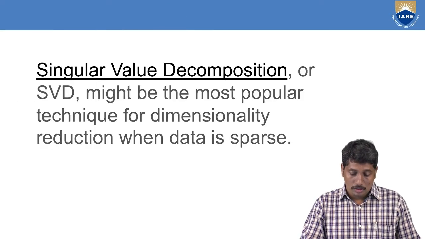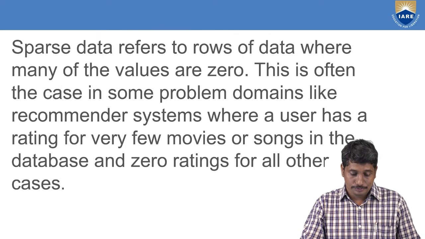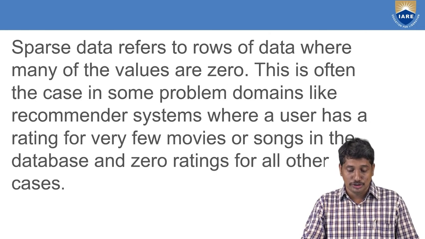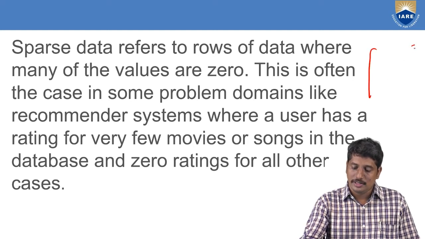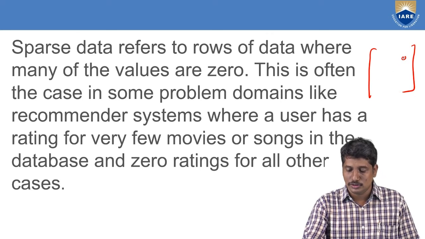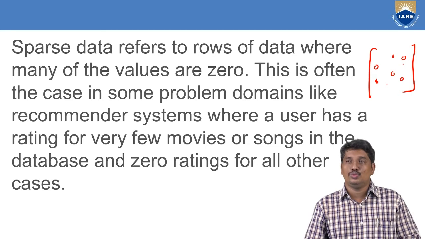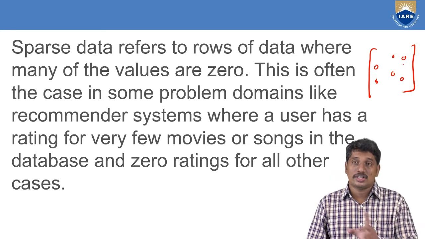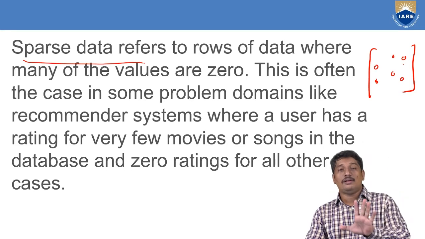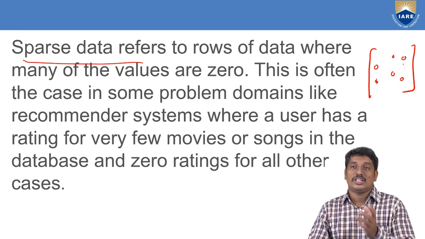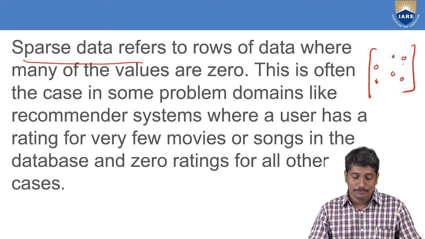Okay, and sparse data refers to rows of data where many of the values are zeros. In our machine learning, we generally come across a data matrix where most of the entries are zeros and ones. Those kinds of matrices are called sparse data matrices. So sparse data matrices are the matrices which contain mostly zero entries.